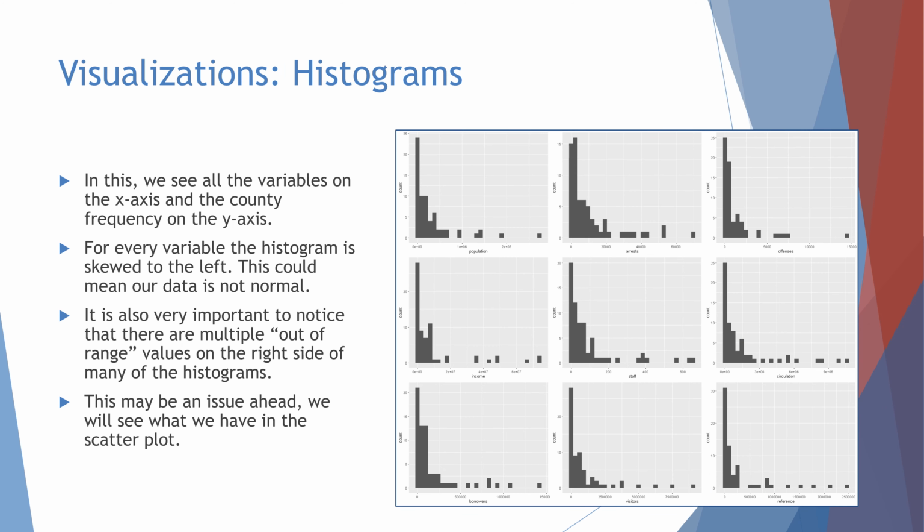Now here are the histograms that we have for each variable. As you can see, over the x-axis is the variable for each one: population, arrests, offenses, circulation, staff, income, borrowers, visitors, and reference.